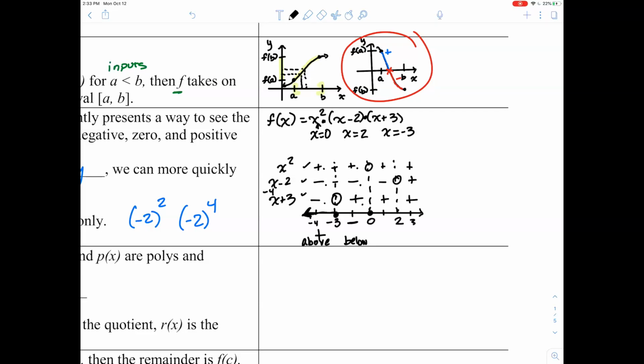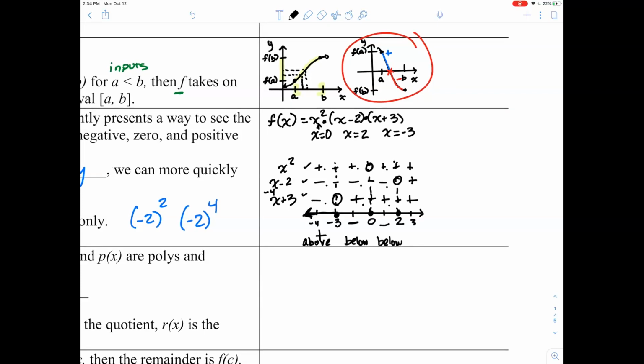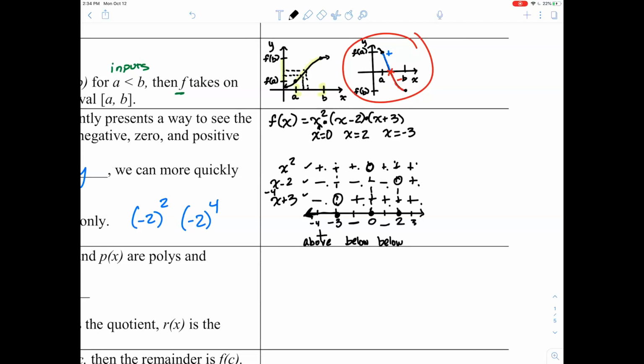Here at x equals 0, you have 0 times negative times positive. That's 0. In this next section, you have positive times negative times positive. That's negative. So your graph is going to be below. And then here at x equals 2, you get 0 times positive. That's a 0. And then at 3, positive times positive is positive.